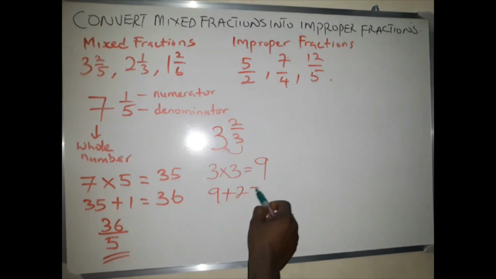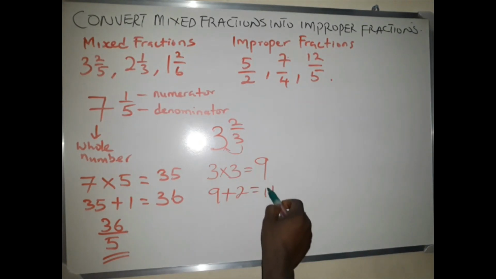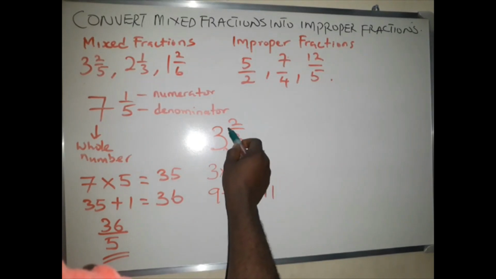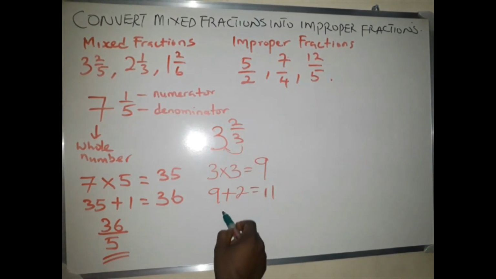So 9 plus 2 is 11. And then the result obtained I will now put over the denominator, which means that the answer, or the conversion of the mixed fraction 2 over 3 into an improper fraction, will now be 11 over 3.